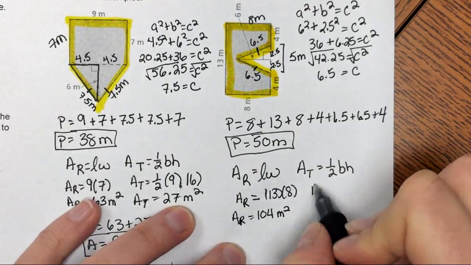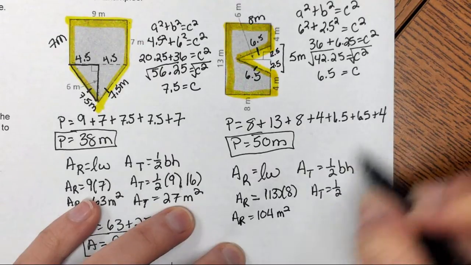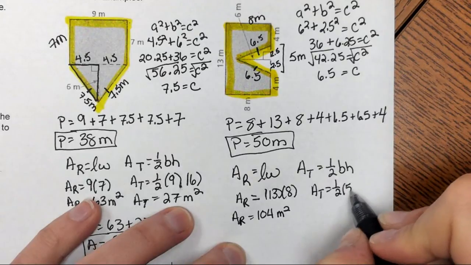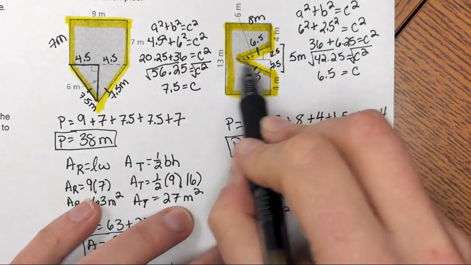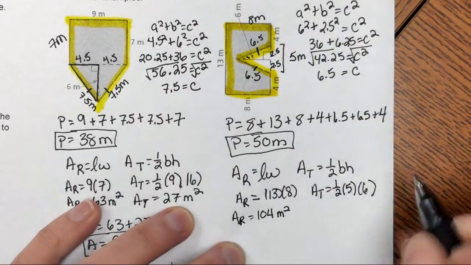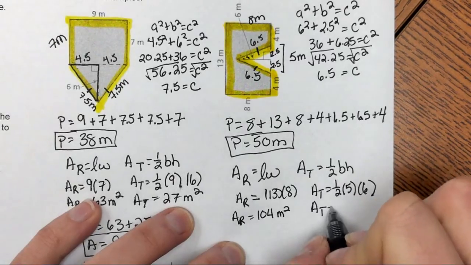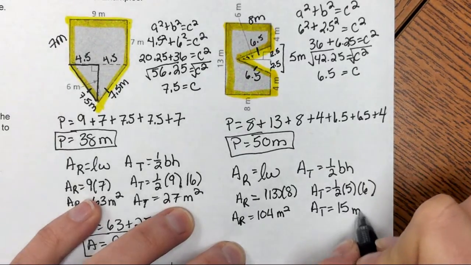Area of the triangle, 1/2. Base of the triangle is that whole bottom distance, so that's going to be 5. And then the height is from here to here, so that's going to be 6. So we have 0.5 or 1/2 times 5 times 6. And we get an area for the triangle of 15 meters squared.